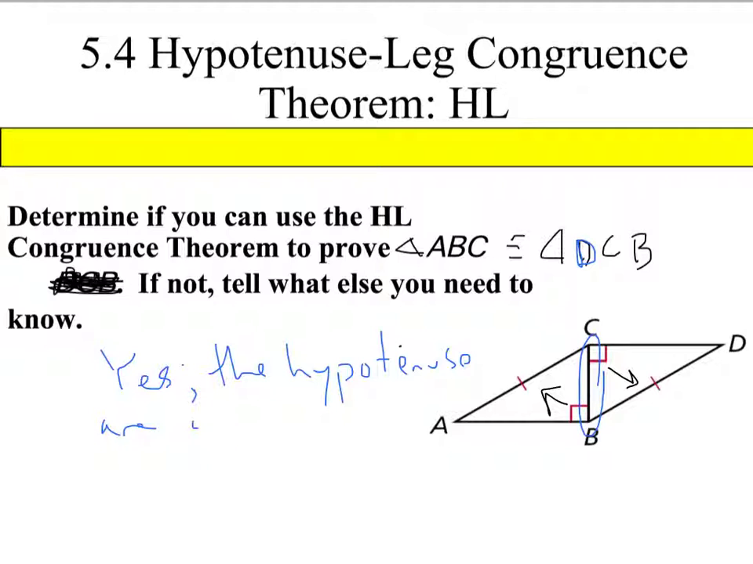Why? Well, the hypotenuses are congruent, and if you look at that side, they share that side. So they share a side and their hypotenuses are congruent, which means you can use the hypotenuse-leg congruence theorem. Excellent. Good work.